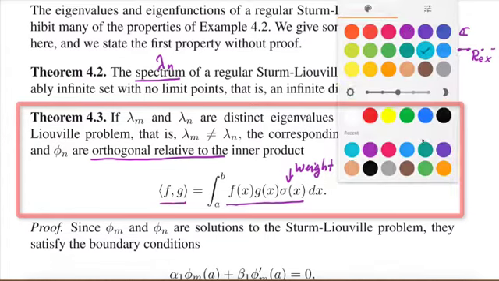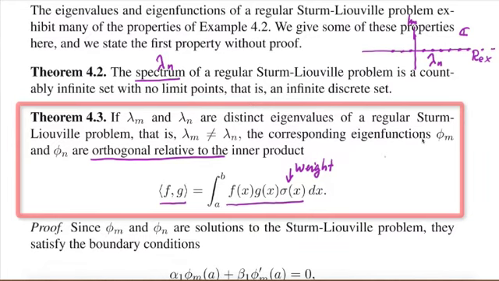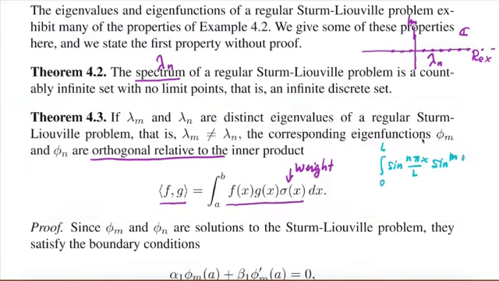Coming back to the previous example with the sine functions, for example, we know that the integral from 0 to L of sine n pi x divided by L and sine m pi x divided by L dx is equal to 0 for different n and m. So that's the same condition. So then f would be sine n pi x over L, g would be sine m pi x over L, and they're orthogonal in the integral, and here the weight function sigma would be equal to 1.